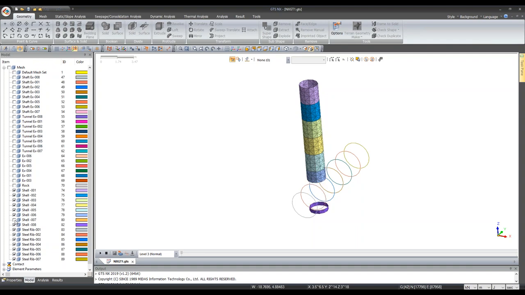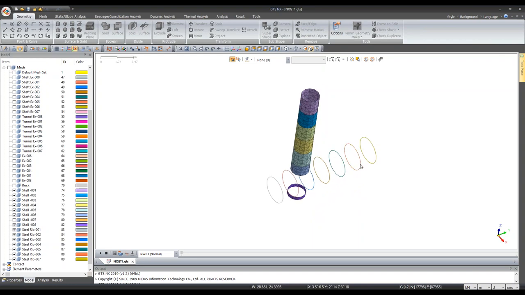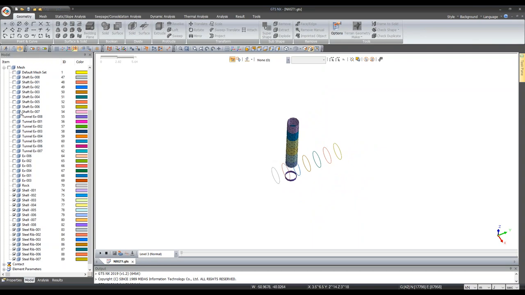So while you're going for tunnel excavations, we will remove this steel casing, and this will be somewhat like this. And here we haven't provided any other supports apart from the steel ribs, and these are our excavation areas.